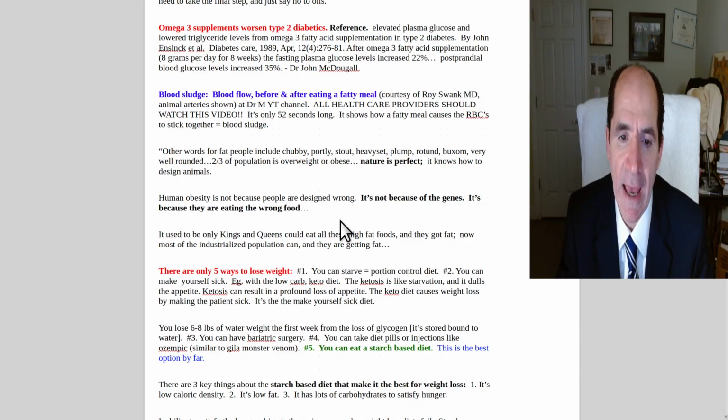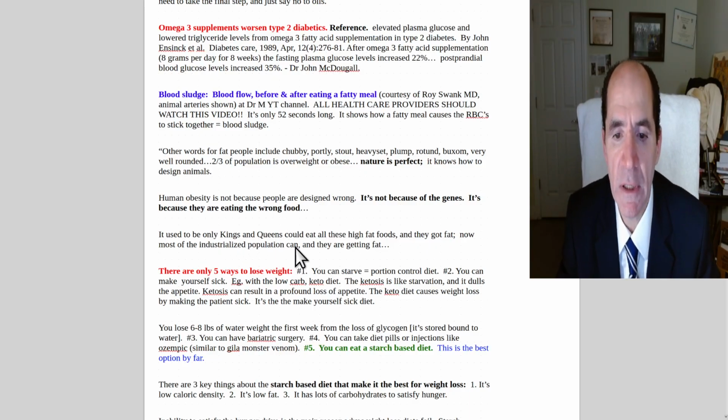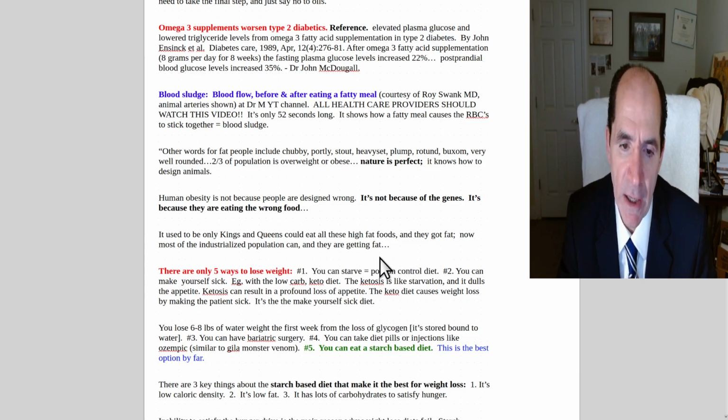It knows how to design animals. Human obesity is not because people are designed wrong. It's not because of genes. It's because they're eating the wrong food. It used to be only the kings and queens could eat all the high-fat foods, and that's how they got fat. Now most of the industrialized populations can, and they are getting fat.